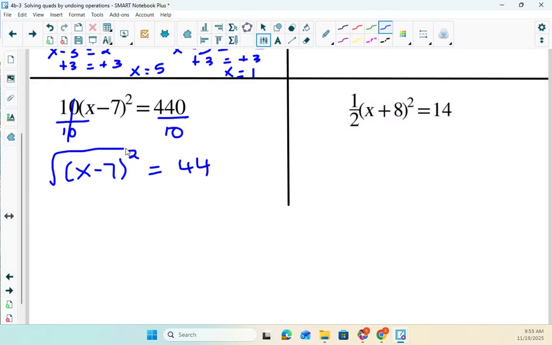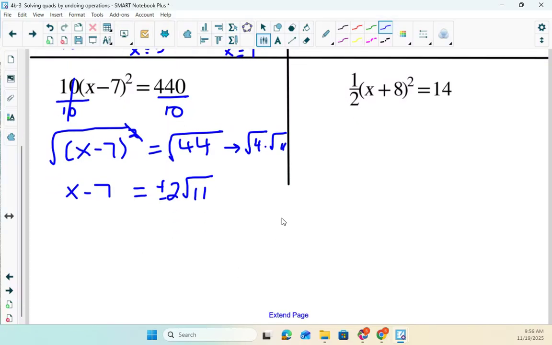We're going to take the square root of both sides to undo the square. And so that leaves me with x minus 7. And in this case, we want to simplify this, right? So remember, when you're simplifying a square root, you divide by the biggest perfect square. And I can simplify this to the square root of 4 times the square root of 11. Well, 4 is a perfect square and 11 is not. So I'm going to take the square root of 4, and this is going to be plus or minus 2 square root of 11.